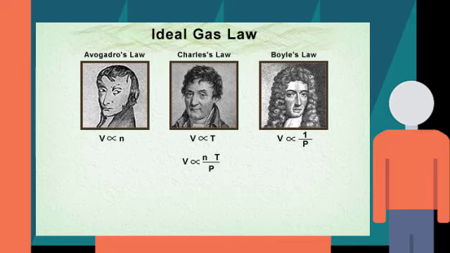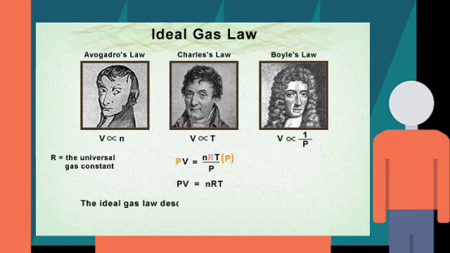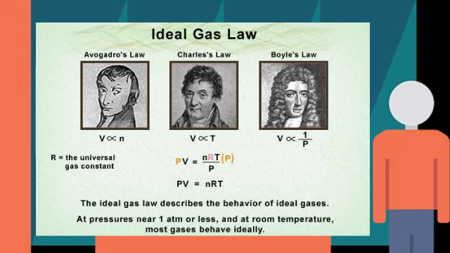Like all proportions, this can be changed into an equation by inserting a constant. The universal gas constant, symbolized by the letter R, is inserted, and both sides are multiplied by P to give PV equals nRT. This equation is called the ideal gas law. The ideal gas law describes the behavior of ideal gases. As you will learn later in the program, there is no such thing as an ideal gas, but at pressures near 1 atmosphere or less, and at room temperature, most gases behave ideally.